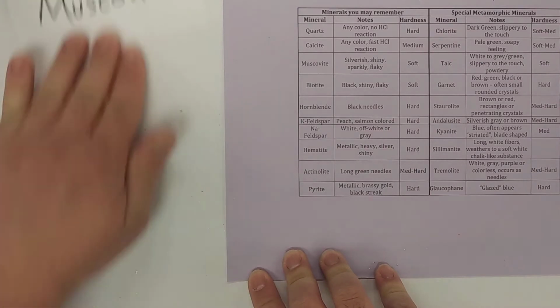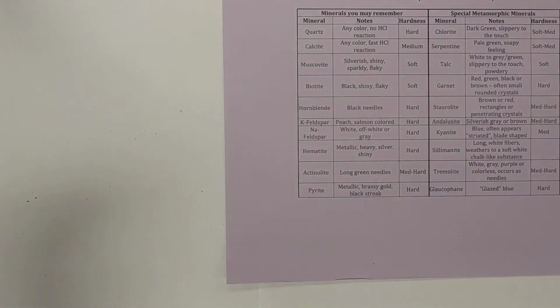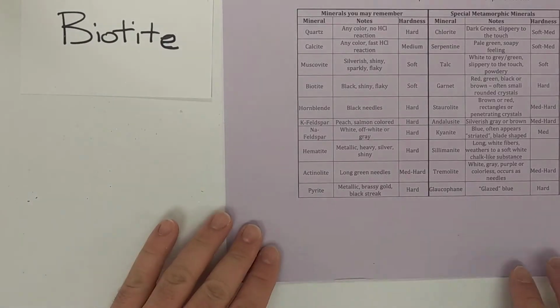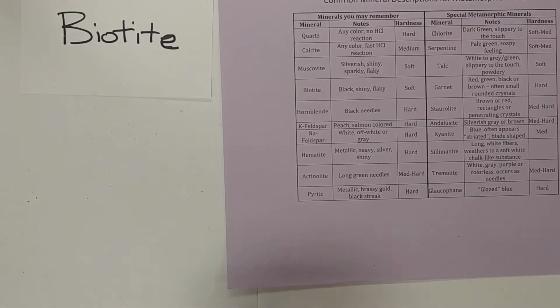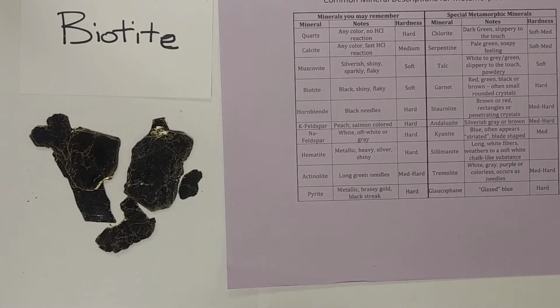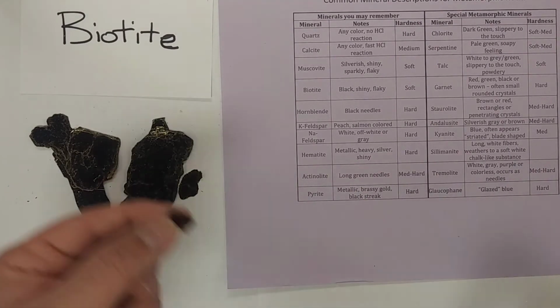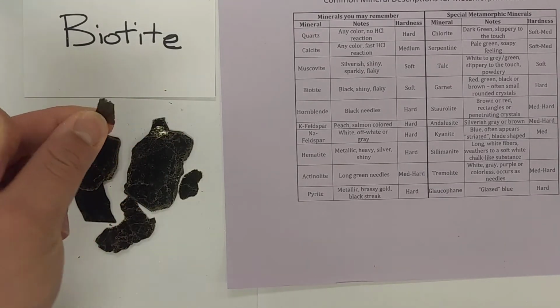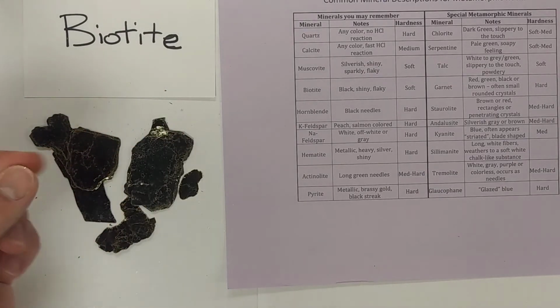Similarly, biotite is also present in metamorphic rocks in a lot of the schists as well. So remember, biotite is just like muscovite except it's darker. So always look for that black, brownish haze, flaky, and so on.